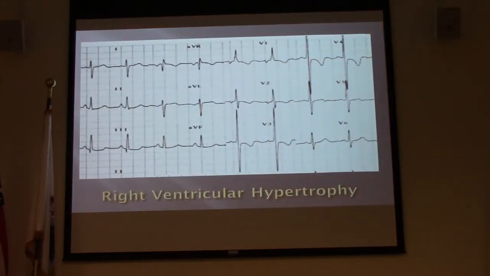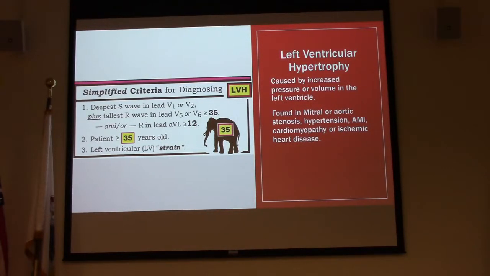So if we take a look here, for the most part, our waves are very narrow, so we know it's not greater than 120 milliseconds. But if we look at V1, we've got a tall R wave elevation, greater than 7 millimeters. So this patient would have right ventricular hypertrophy. Right ventricular hypertrophy really isn't too much of a big deal. It's the left side that becomes more of an issue because that left side is pumping against the systemic vascular resistance throughout the rest of the body.